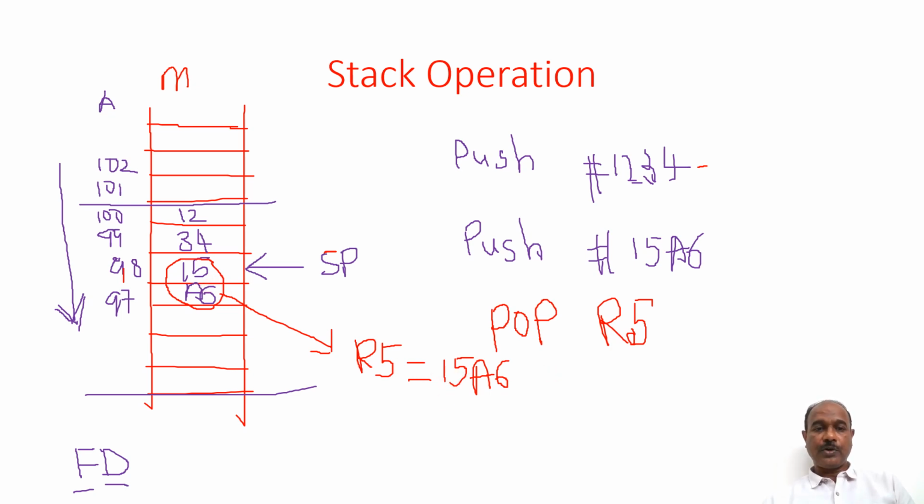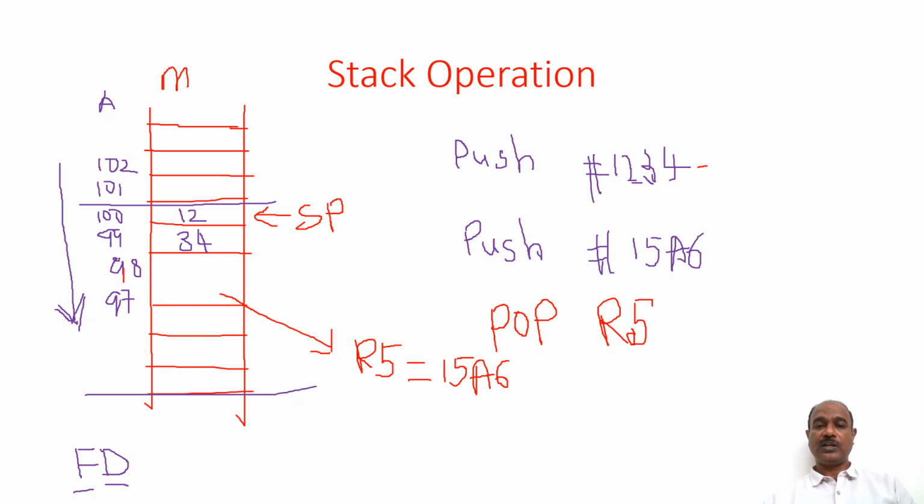Then what will happen to the stack pointer? This number has now been taken out of the stack, so my stack pointer will point to the next location where data is present. Where is the next number present in the stack? It is present here. So the stack pointer will now point to location 100, because this is the number that is next on the stack. Every time you perform a pop operation, the 16-bit data will be taken out from the current location of the stack pointer and placed into the register that you have popped. Then the stack pointer will be incremented by 2.